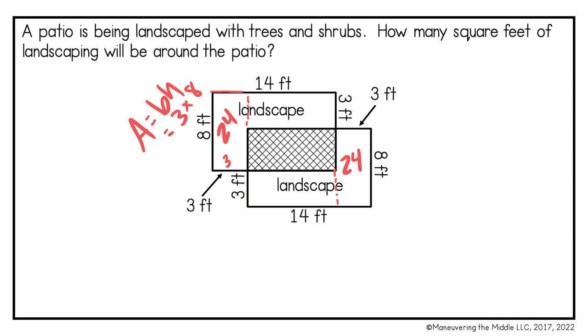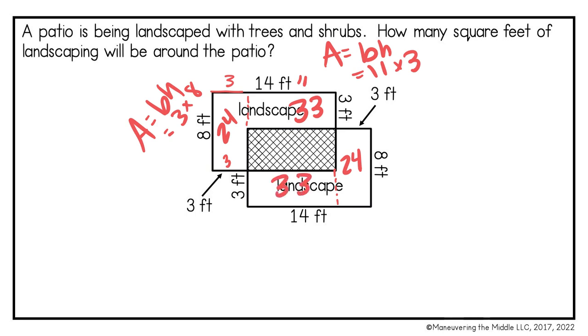So if this little section right here is 3 and the whole thing is 14 up top, that means this has to be 11. So the area for that one is going to be base times height. So 11 times 3, which is 33. And then you look here, all the measurements are the same. So that one is also 33.